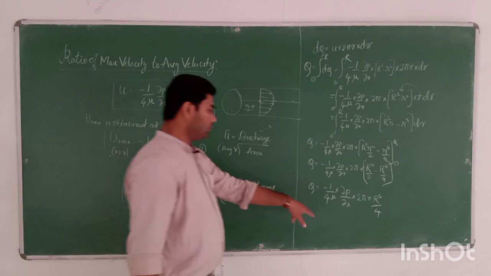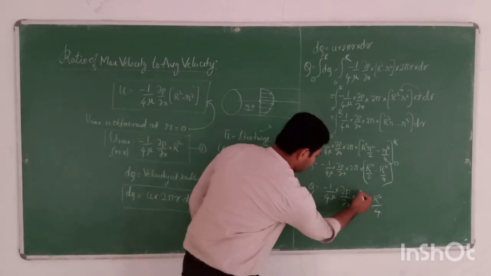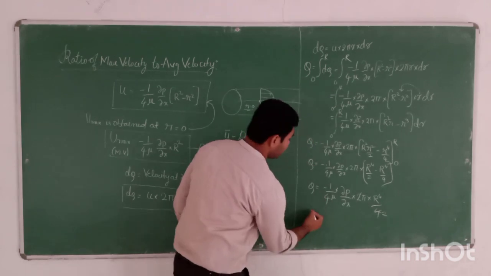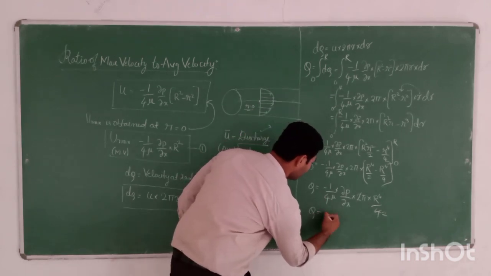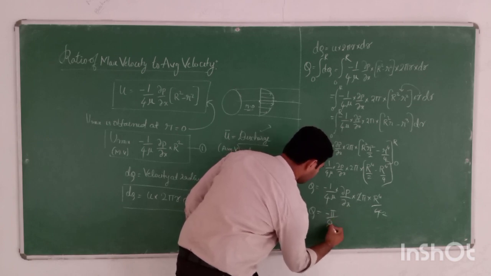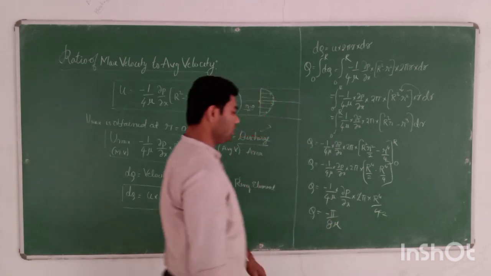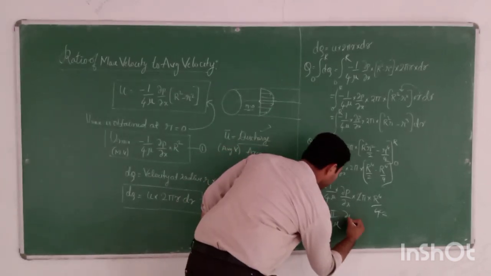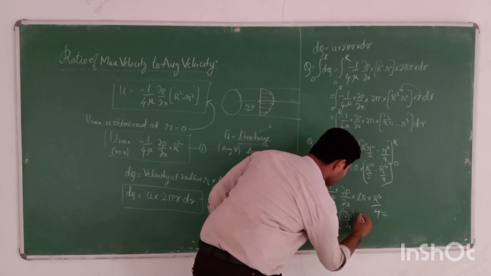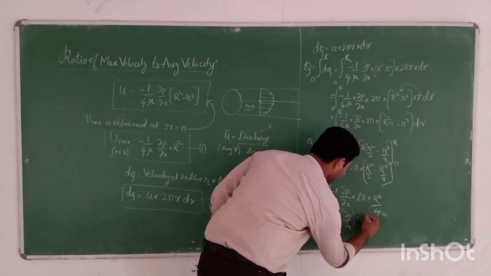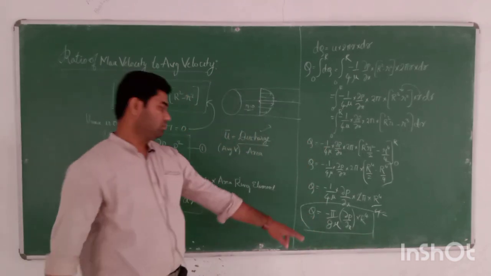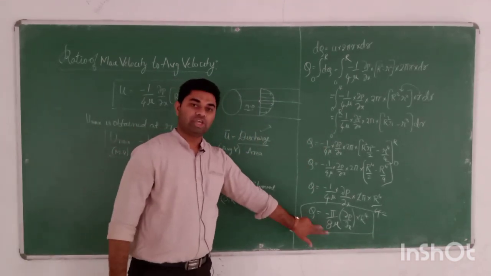On cancelling, the 2s cancel, and we get the value of Q as Q is equal to minus pi by 8 mu dP by dx into r to the power of 4. This is the value of Q.